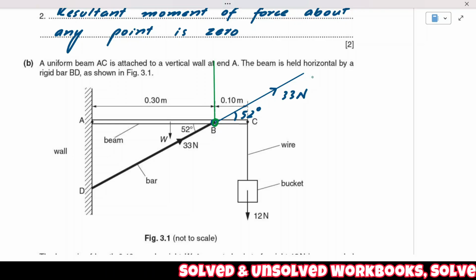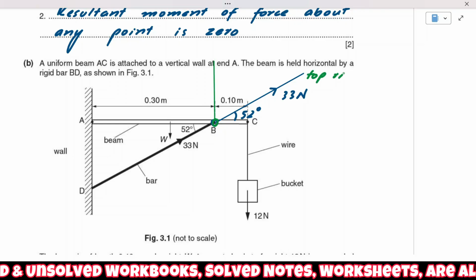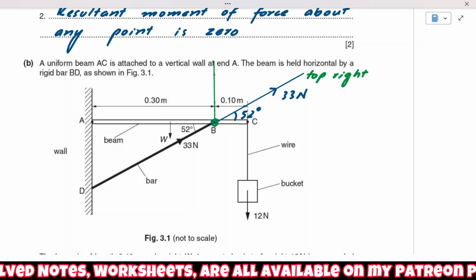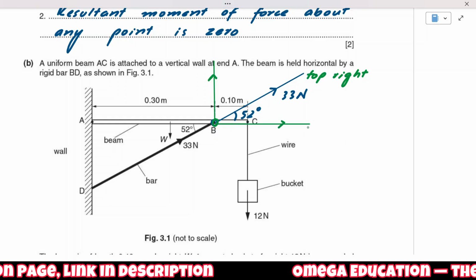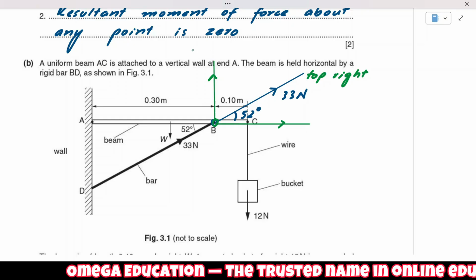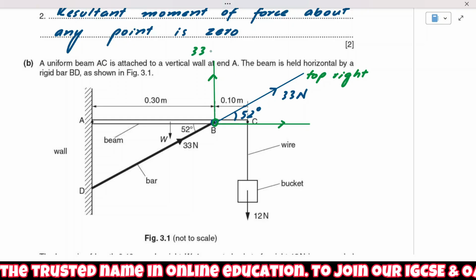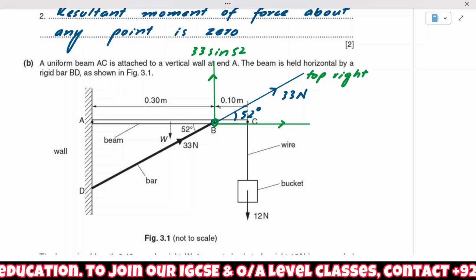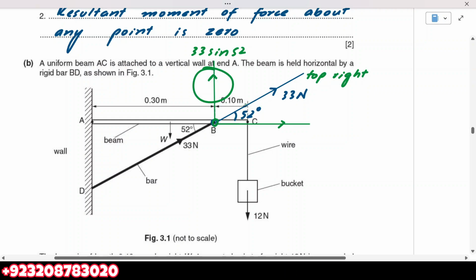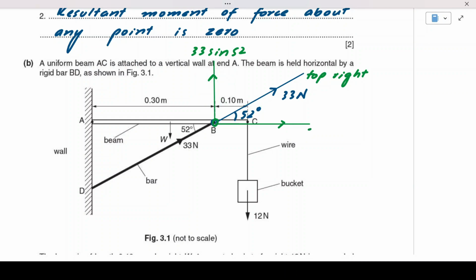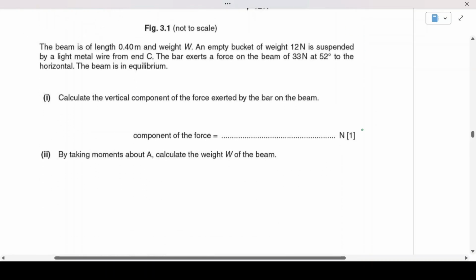Now the direction of force is top right corner. So one component would be to the top, one component would be to the right. The vertical one would be 33 sine 52, because this component is not connected with the given angle. So it should be 33 sine 52, and the other one should be 33 cos 52. So we need to find the vertical 33 sine 52, which should be into SF26.